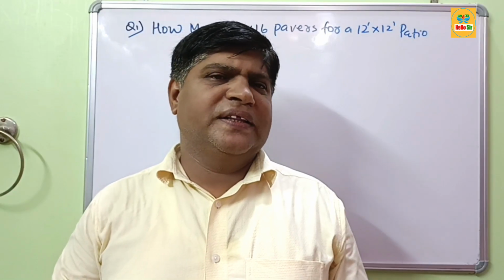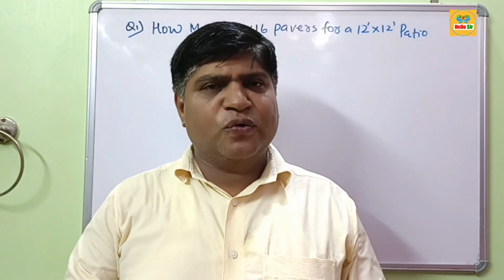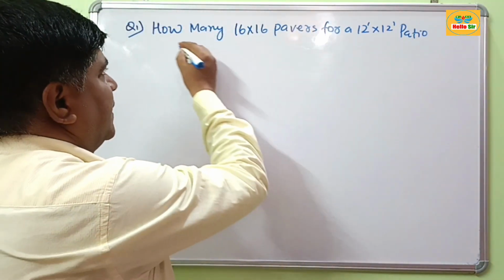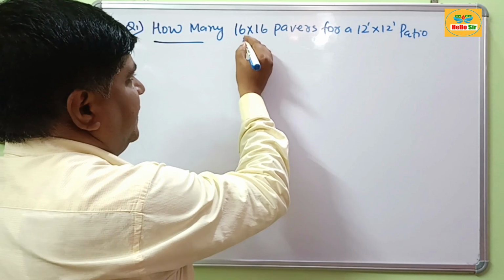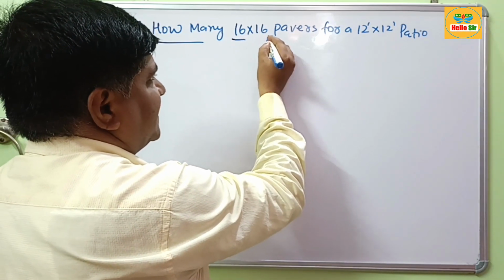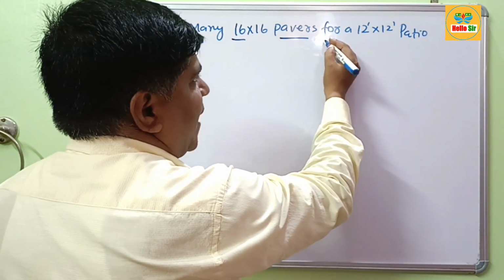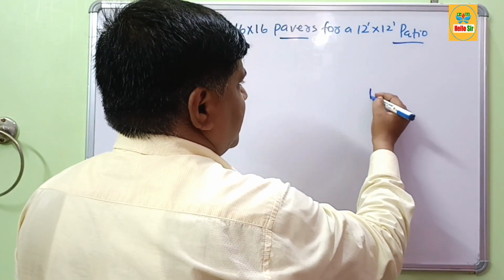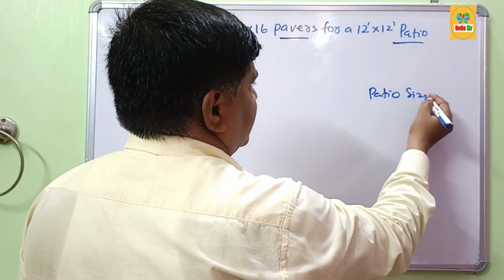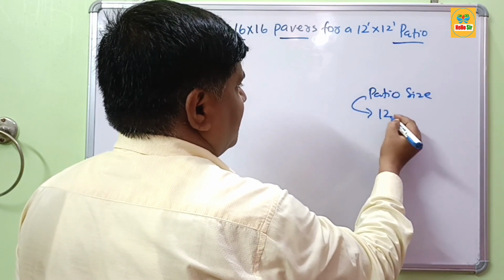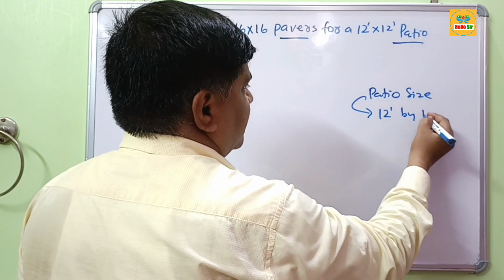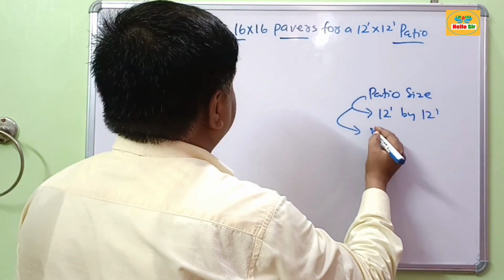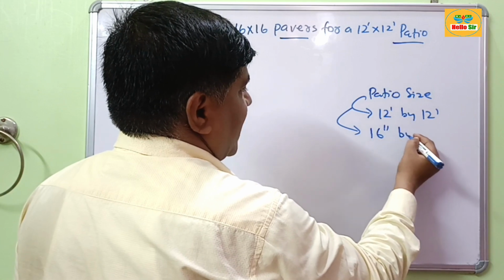Hi guys, today in this video we will learn about the calculation of paver blocks required for your patio. Here is the question: how many 16 inches by 16 inches pavers are required for a 12 by 12 patio? The given patio size is 12 foot by 12 foot, and the paver size is 16 inches by 16 inches.